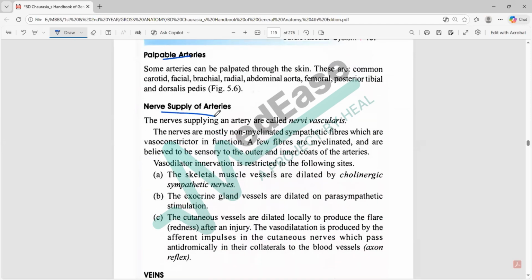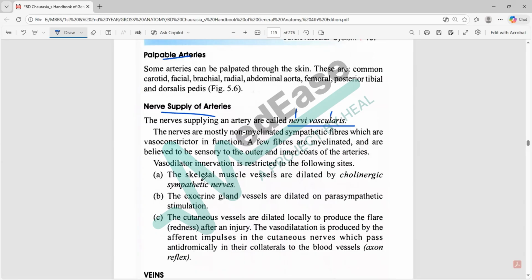Now, when we talk about the nerve supply of the arteries, we need to remember there is nerve supply also present for the arteries, which we know as the nervi vascularis. Instead of vasa vasorum, we will be using nervi vascularis. Nervi means the nerves of the vessels, which means the nervi vascularis.